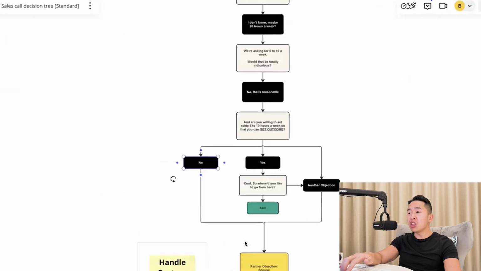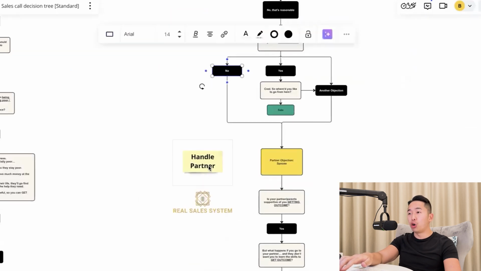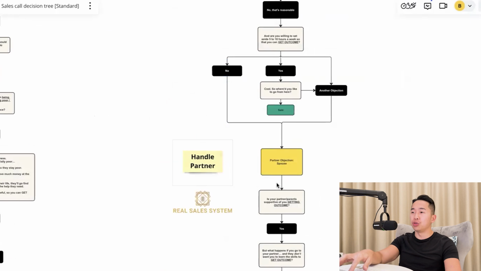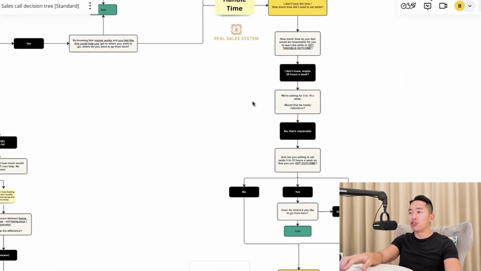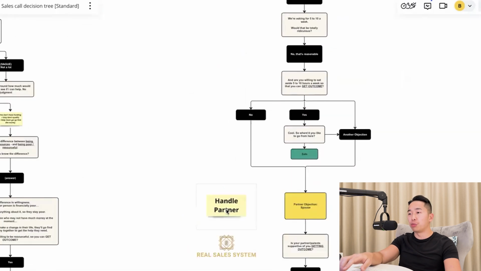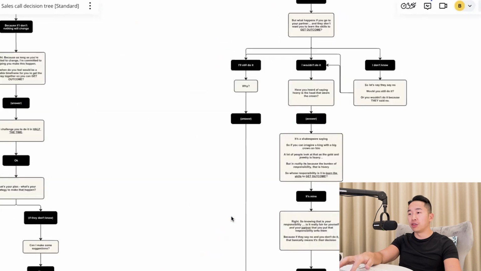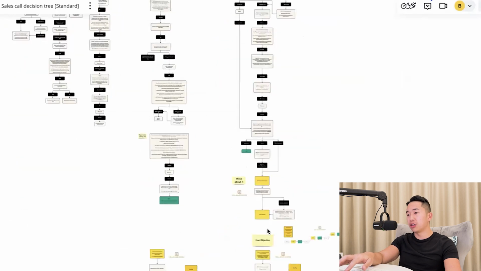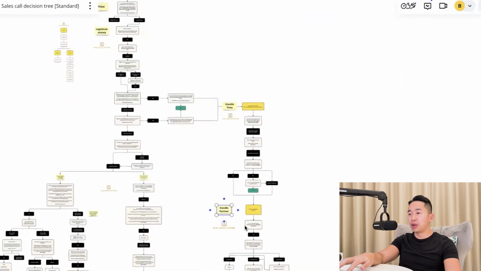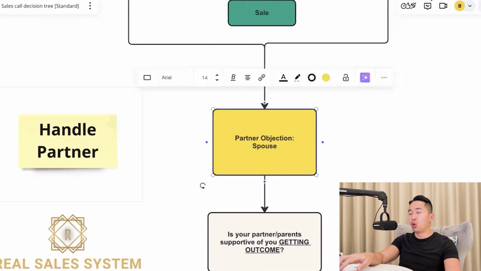Okay. Now, let's say they give you a partner objection. And by the way, it's not like you have to do money. If they don't give you a time objection, you just skip this and go straight to partner, right? If they don't give you a partner objection, let's say they give you a think about it objection, you go straight to think about it, right? All right, let's say they give you a partner objection. When I say partner objection, it doesn't necessarily mean that it's their spouse. It could be their business partner. It could be their accountant. It could be their children, whoever. A third party that's not there, okay?